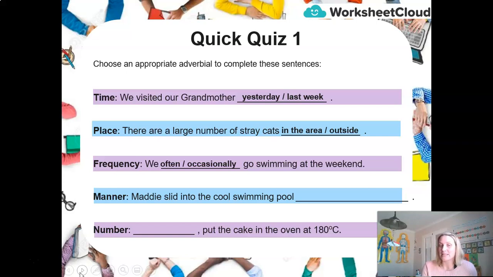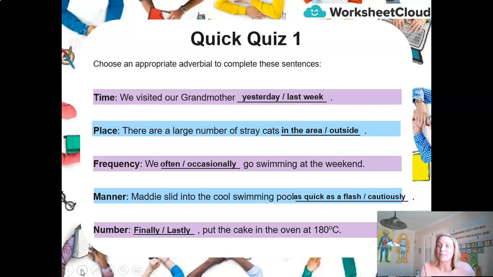Manner: Maddie slid into the cool swimming pool as quick as a flash, or cautiously. Both obviously mean the opposite, but they both work as adverbs or adverbials of manner. Number: finally, or lastly, put the cake in the oven. Obviously, that was on the bottom of a list of instructions to make a cake, so you would put the cake in the oven towards the end, wouldn't you, after you've beaten the eggs and put in the flour. Okay, great. So, well done if you did that.